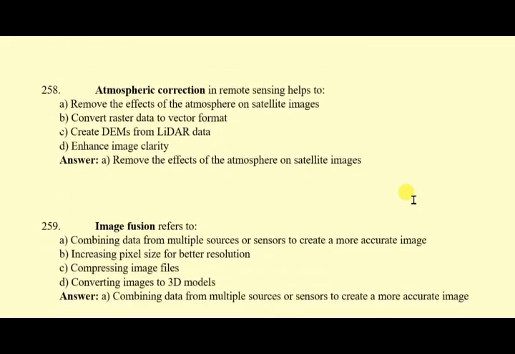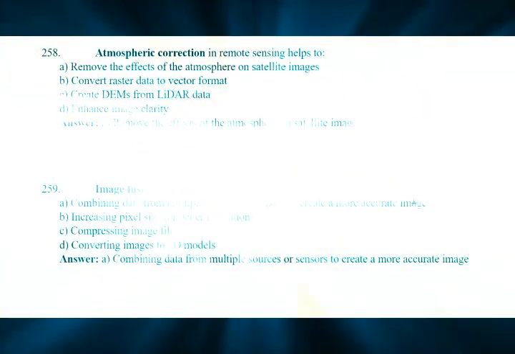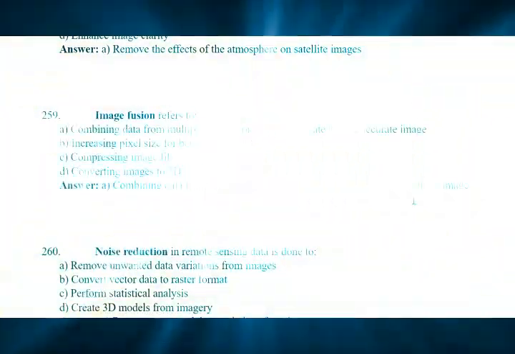Atmospheric correction in remote sensing helps to remove the effects of atmosphere on satellite images, convert raster data to vector format, create DEMs from LiDAR data, enhance image clarity. Here the correct answer will be remove the effects of atmosphere on satellite images.